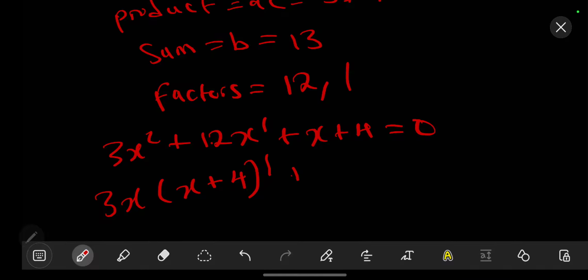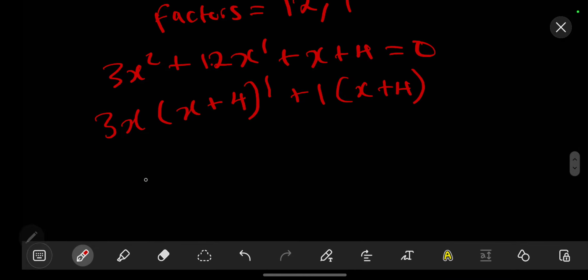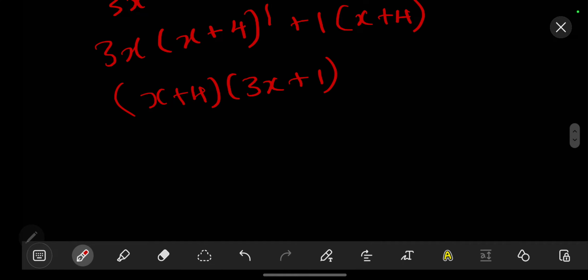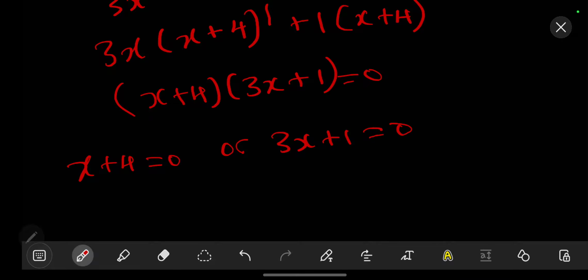Then we are going to have plus 1 is common here, so we are going to have our x plus our 4. Then put them in brackets. So we have x plus 4. The other bracket should be 3x plus 1, like that. So therefore we can rewrite it. We can just solve it to say x plus 4 should be equal to 0, or our 3x plus 1 should be equal to 0.